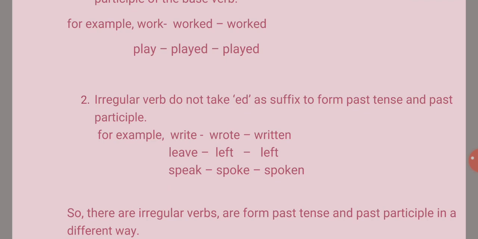Leave is the base form of the verb. It changes itself to left in the past tense and remains left in the past participle. Speak is the base form of the verb and it changes to spoke in the past tense and spoken in the past participle. So here we can say the irregular verbs form the past tense and past participle in a different way than the regular verbs.